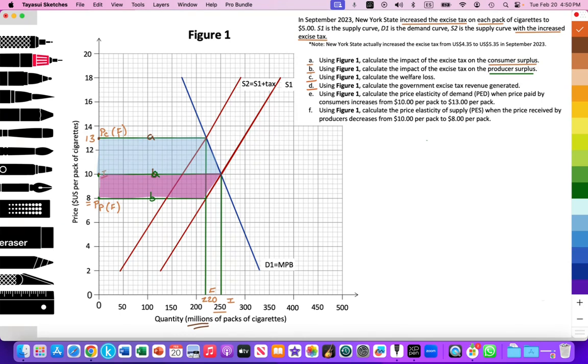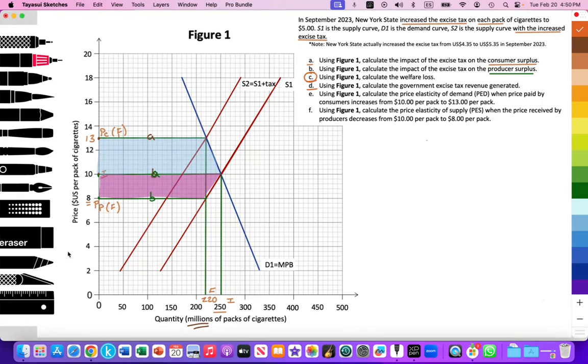So here we have question C. Using figure 1, calculate the welfare loss. I want you to pause the video and think about identifying that welfare loss and calculating what that welfare loss area would be. So please pause the video, take a look at the image, and see if you can figure that one out.